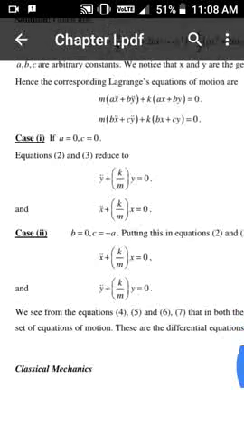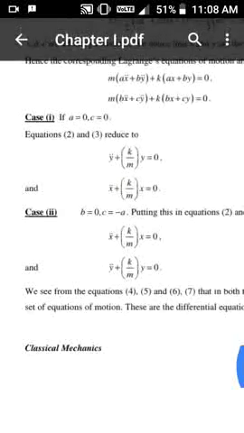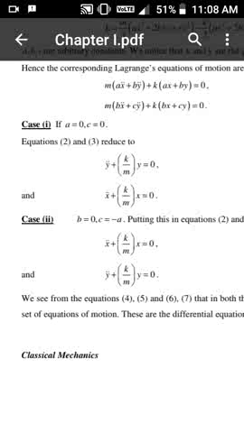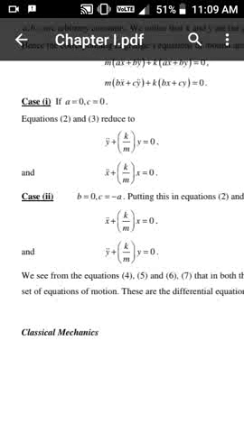Case first, if a = 0 and c = 0, then the coefficient of m is 0 always. Therefore, m b ÿ + k b y = 0. Dividing, and since a = 0 and c = 0, m b ẍ + k b x = 0. This implies, on simplifying, ÿ + (k/m) y = 0 and ẍ + (k/m) x = 0.